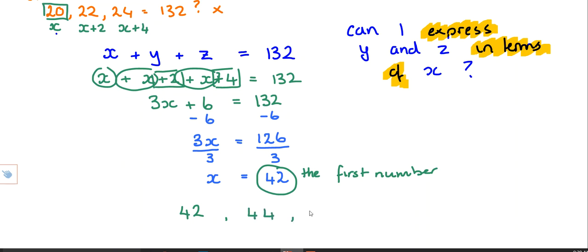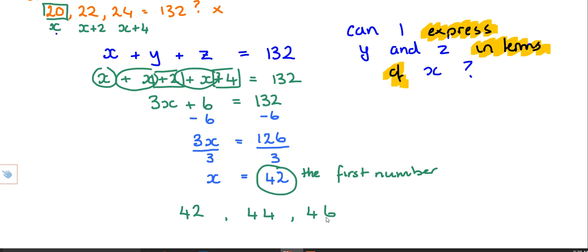44, then 46. So every time you do something like this, it's always going to equal even numbers? Well, if it says three consecutive even numbers, then yeah. So we find the first one using our maths, and then we just go up from there to find the other ones. Would you do the same for odd numbers? Yeah, if we had to do odd numbers, the odd numbers still go up in twos as well, don't they? But when we solve for the first one, we'll just end up with an odd number.